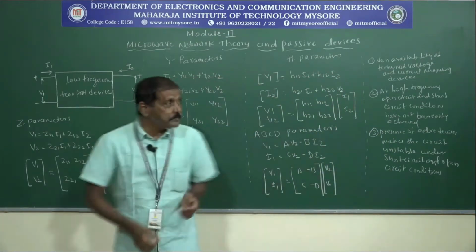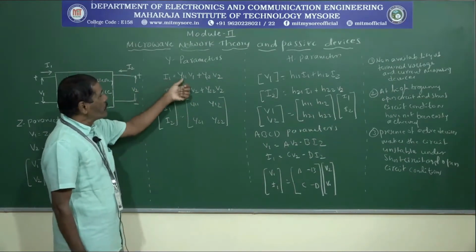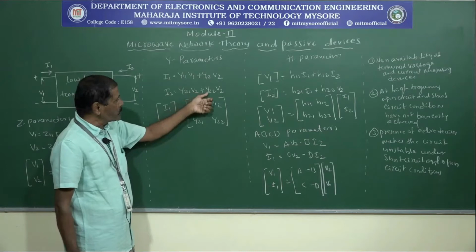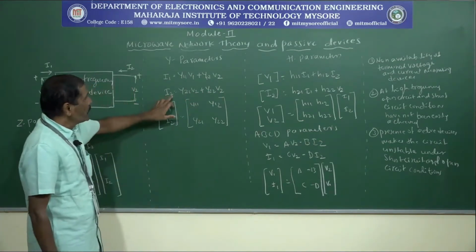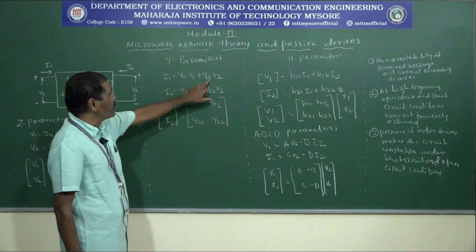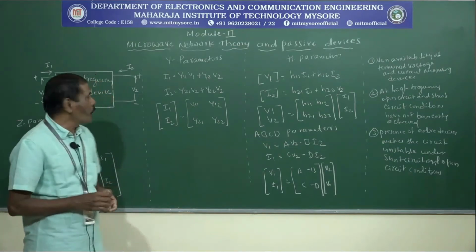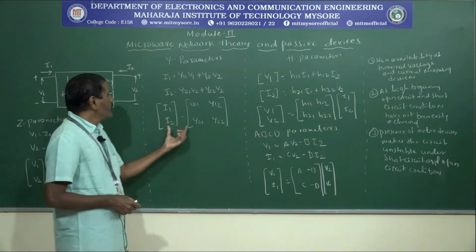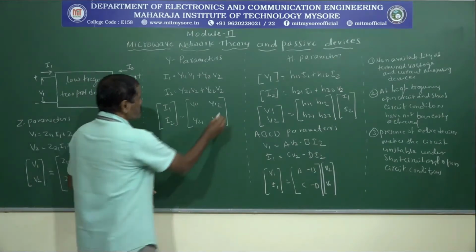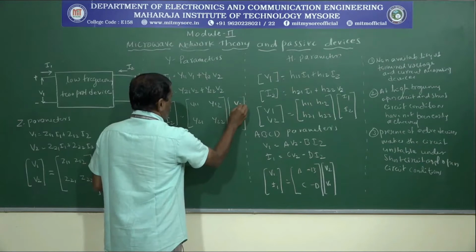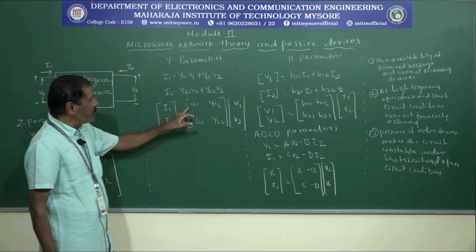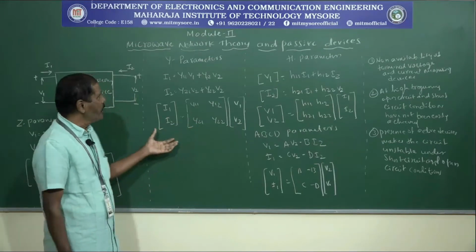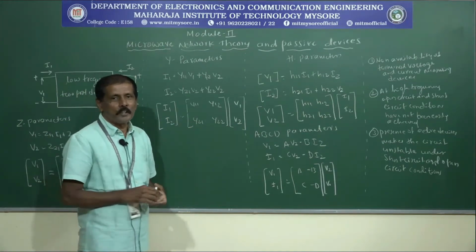Now coming to the Y parameters. For the Y parameters, I1 equals Y11 into V1 plus Y12 into V2, and I2 equals Y21 into V1 plus Y22 into V2. Here Y11, Y12, Y21 and Y22 are the admittances. These equations, in which I1 and I2 are represented in terms of voltage and admittance, can be represented in matrix form, with I1 and I2, then the Y11, Y12, Y21, Y22 matrix, and V1 and V2. This is also used to analyze these low frequency 2-port networks.